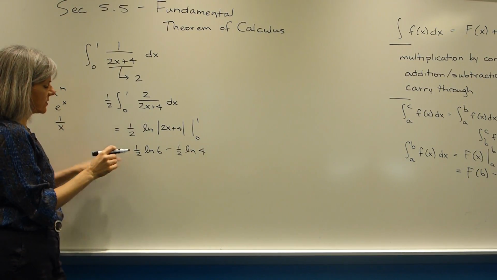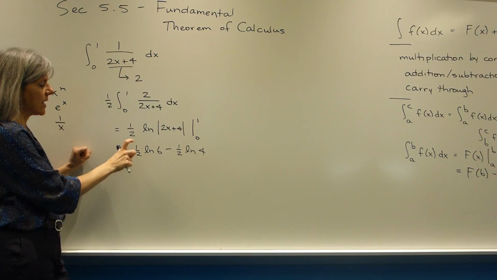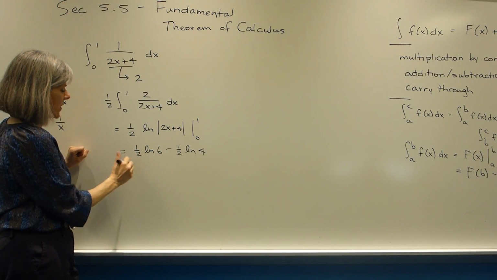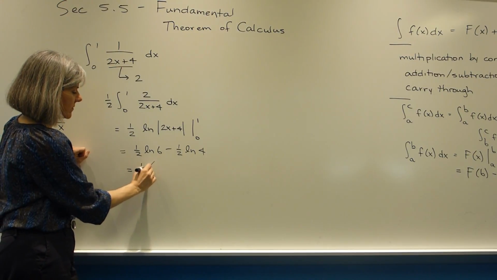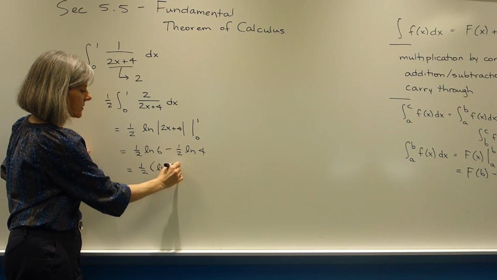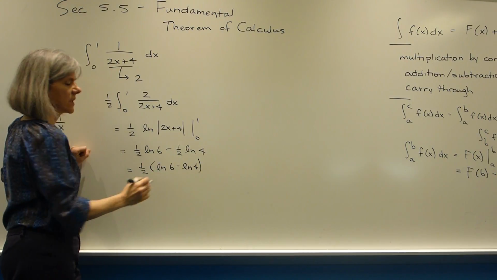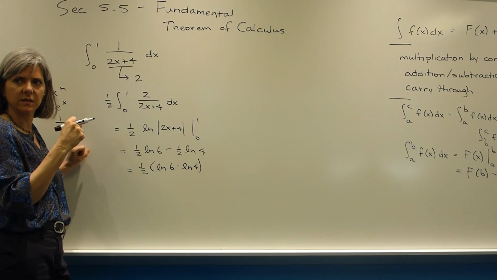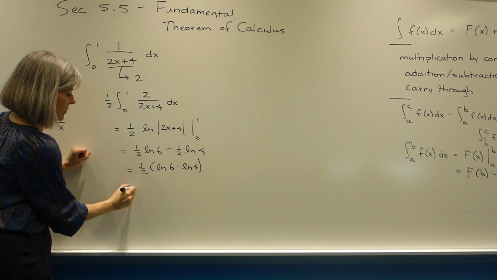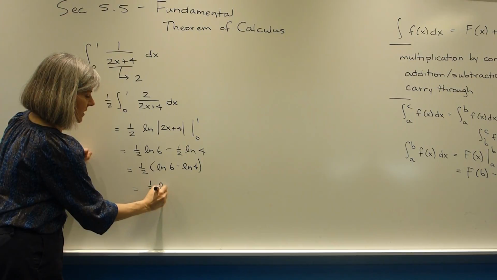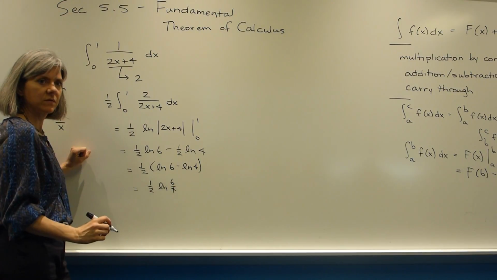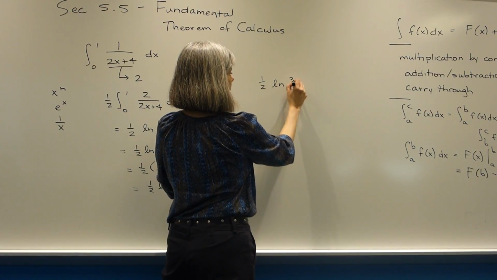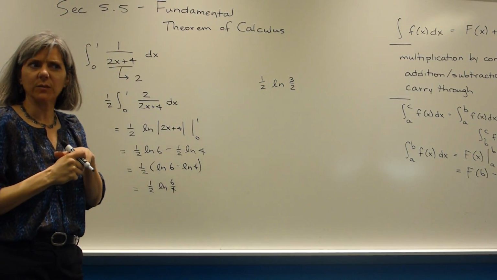Just for kicks, just because I know you guys love this stuff so much, let's combine those. Let's combine some, do some logs. What do I know? So I can factor out a 1/2. I'll have ln 6 minus ln 4. If I subtract on the outside, what happens on the inside? Division, yes. So this would be 1/2 ln 6/4, or 1/2 ln 3/2. What does the 1/2 on the outside do? What can I do with that?